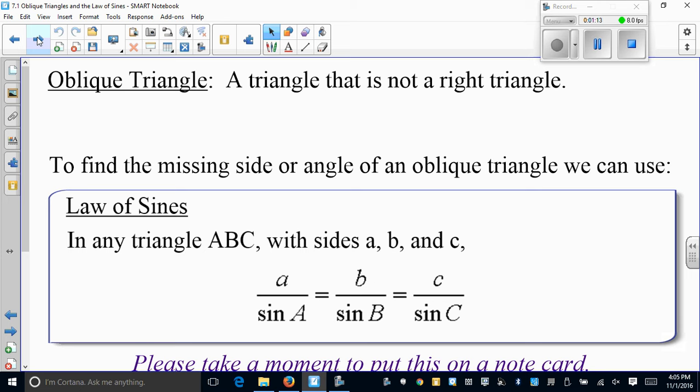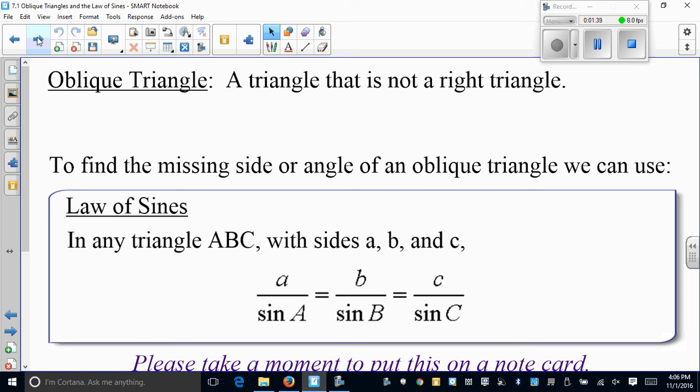An oblique triangle is a triangle that is not a right triangle. To find the missing side or angle of an oblique triangle, we can use the law of sines. In any triangle ABC with sides a, b, and c, a over sine of A equals b over sine of B, which must at the same time equal c over sine of C. This is if we're looking for a side. If you're looking for an angle, you're just going to flip it over.